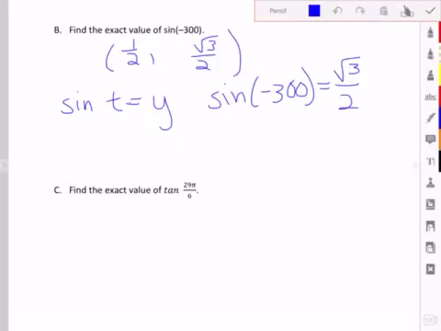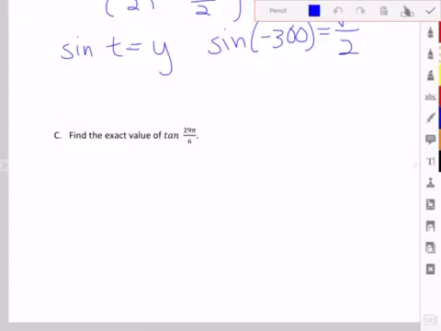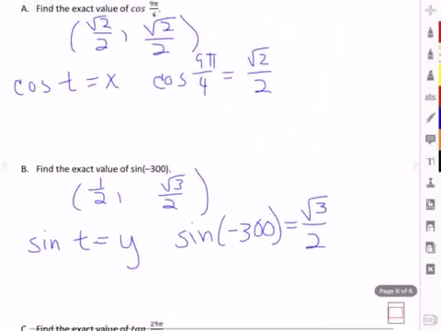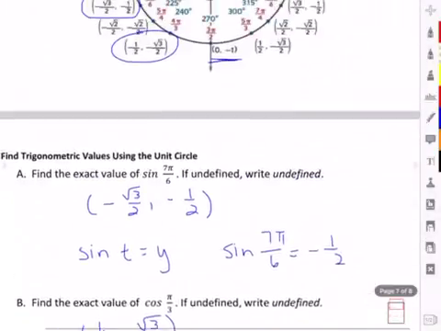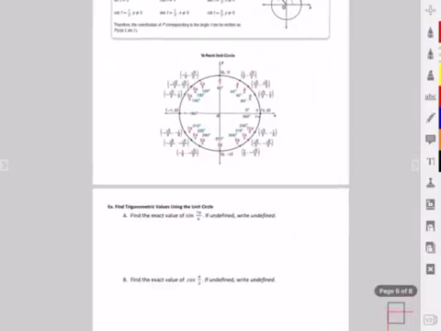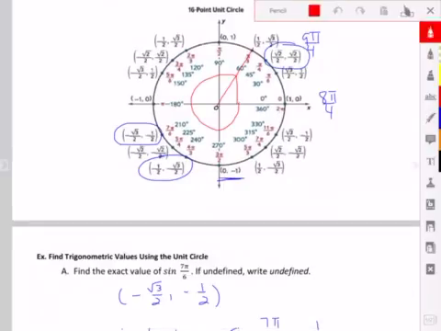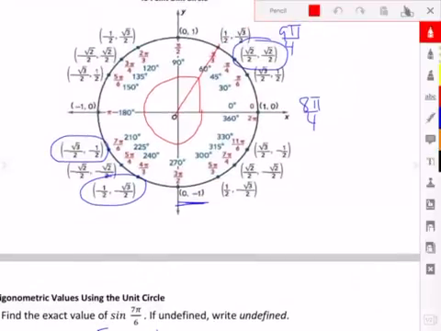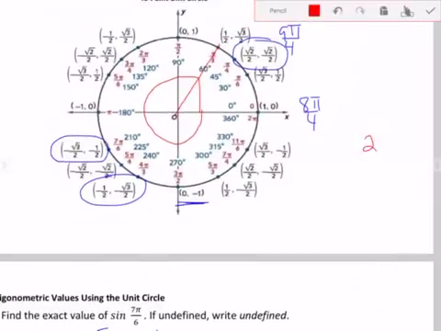Okay, we got one more. Find the tangent of 29 pi over 6. So we need to find where that would be. It's going to be quite a few rotations, I think. 29 pi over 6. So what I'm going to do is divide. I'm going to do 29 divided by 6. So there's a 4 there, 5. So we've got 4 and 5/6.